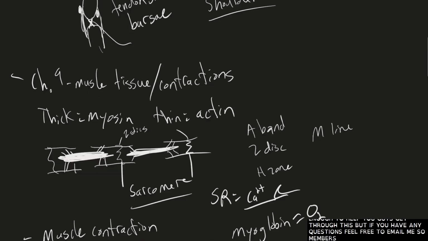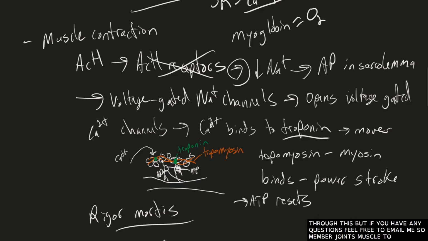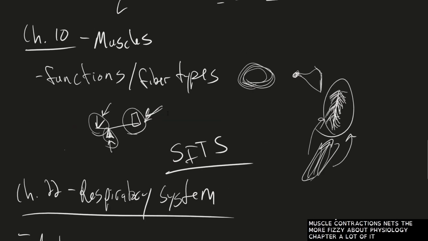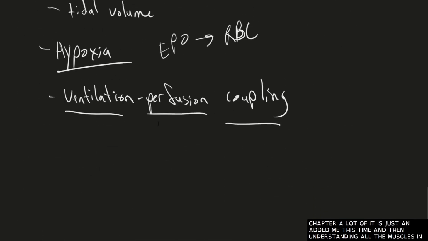So remember, joints, muscle tissue, muscle contractions, that's the more physiology chapter. A lot of it is just anatomy this time. And then understanding all the muscles, and then of course the respiratory system.